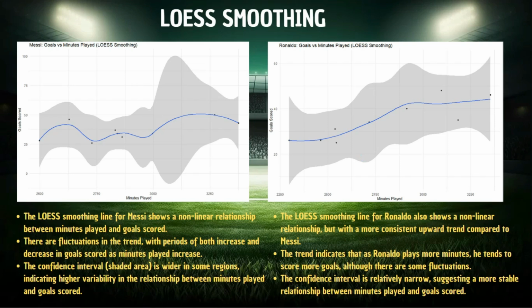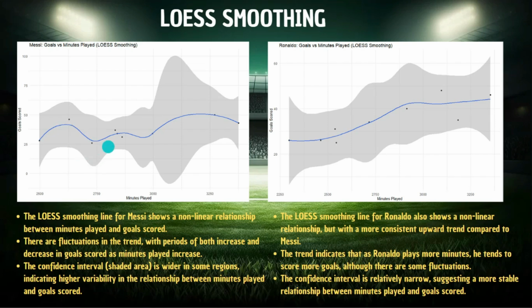And here I want to show you another technique called LOESS, or locally estimated scatter plot smoothing, which is basically a non-parametric technique that helps me to visualize trends in data by fitting multiple regressions in local neighborhoods. So we can see that for Messi's goals versus minutes played, the LOESS smoothing line shows a non-linear relationship between minutes played and goals scored.